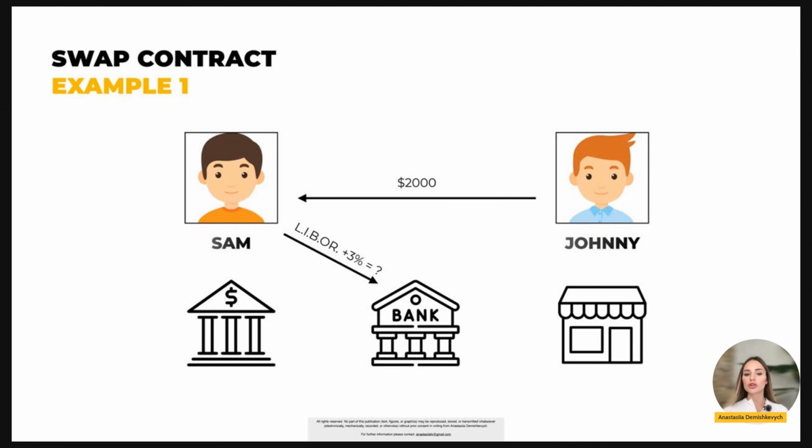He's receiving $2,000 per month from Johnny. If the LIBOR-based loan payments to the bank end up being less than $2,000, Sam keeps the difference as profit. But if the floating rate rises and the payment exceeds $2,000, Sam has to cover the extra costs himself. If that happens too often, he could face significant losses.